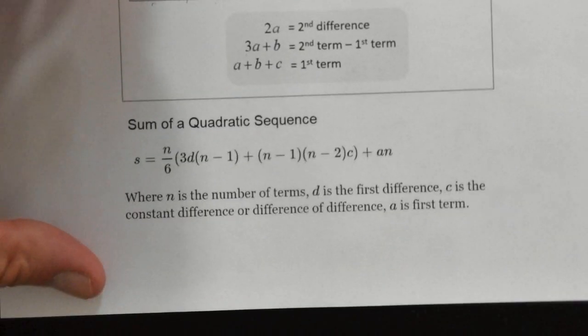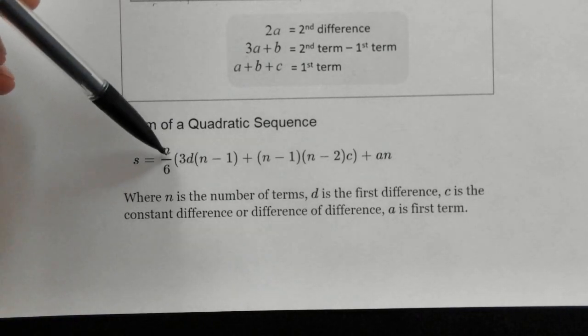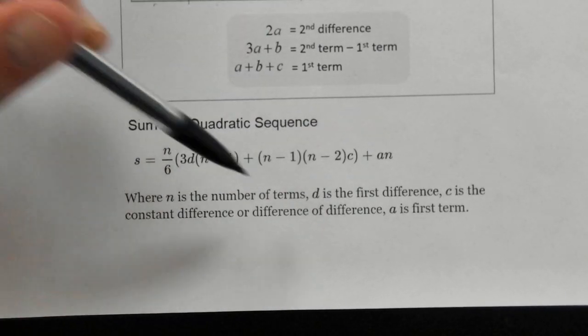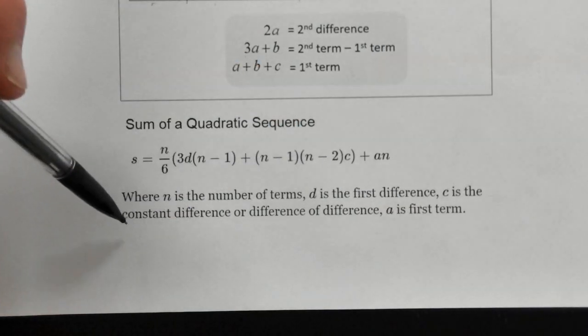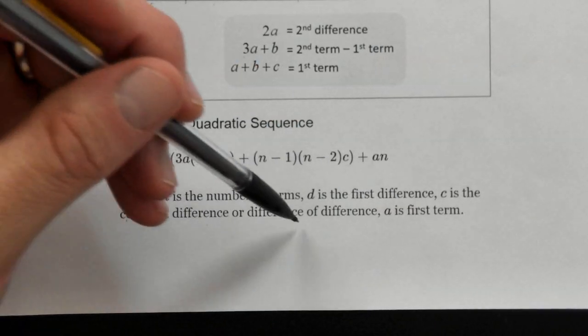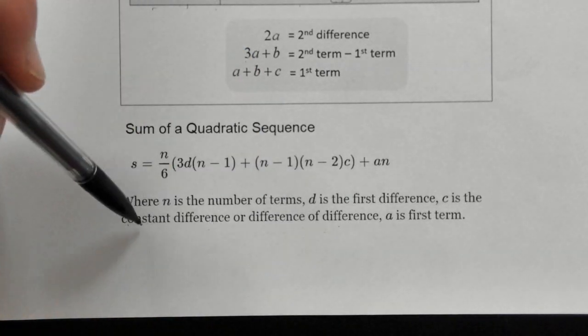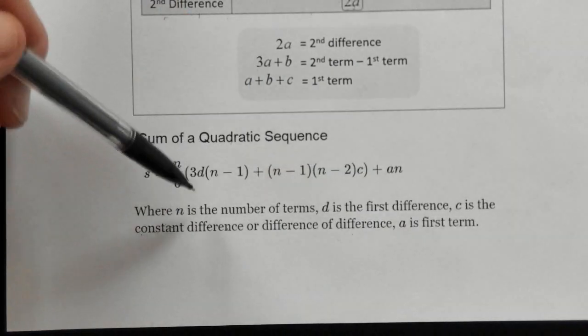The next thing: here's the formula for the sum of a quadratic sequence. Again, here's the formula. N is the number of terms, D is the first difference, and C is the constant difference, or the difference of the difference, so the second difference or constant difference since it's quadratic. And A is the first term.